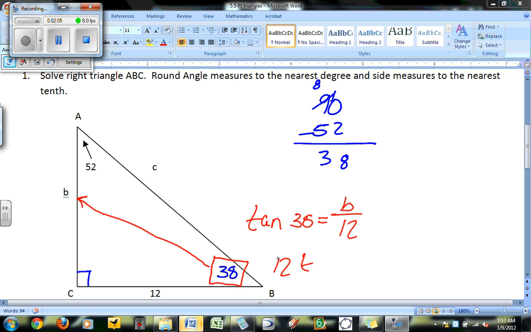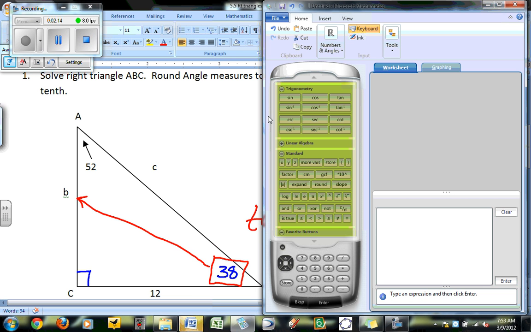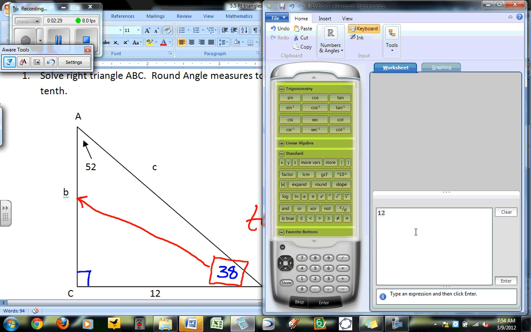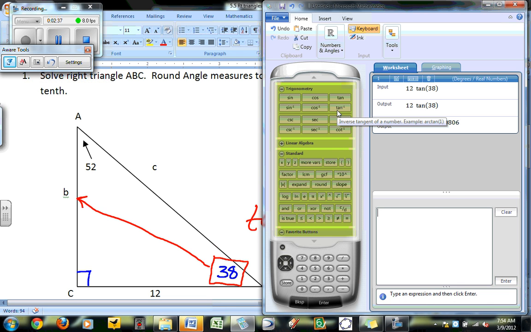So b equals 12 times the tangent of 38, and we can get our answer very easily. I'm going to go over to my calculator. I think this is in degrees. That's one thing you have to check on your calculator. No, it's in radians. Good thing I checked. You have to make sure whether it's in radians or degrees. All right, so I'm going to type in 12 times the tangent of 38, and this gives us our side length, 9.3. It said round to the nearest tenth, so b is 9.4.